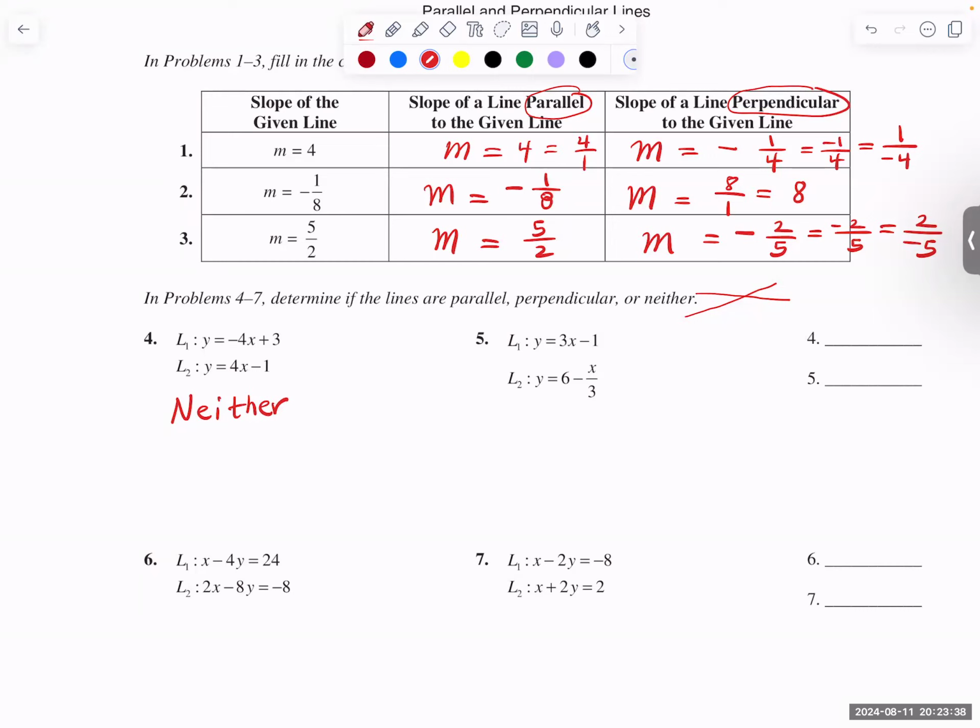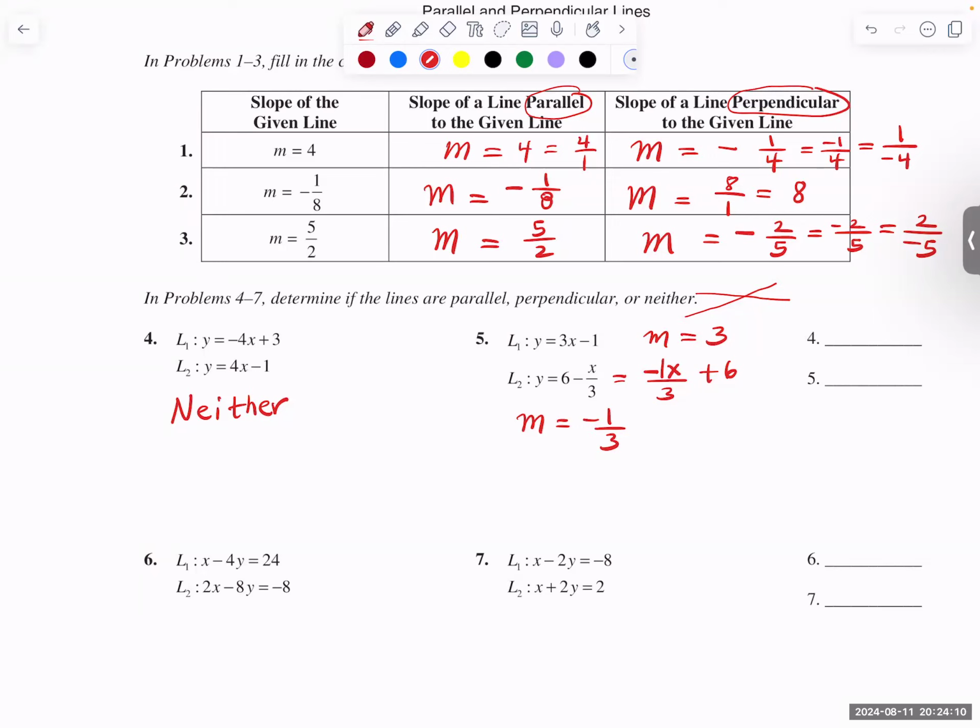Number 5, line 1 has a slope of positive 3. And line 2's equation can be written as negative x divided by 3, or negative 1/3 x plus 6. So the slope of line 2 is negative 1/3, which is the negative reciprocal of the slope of line 1.